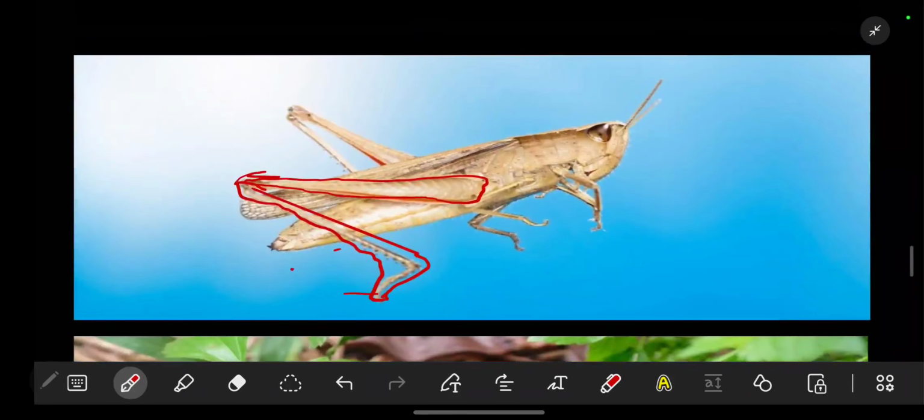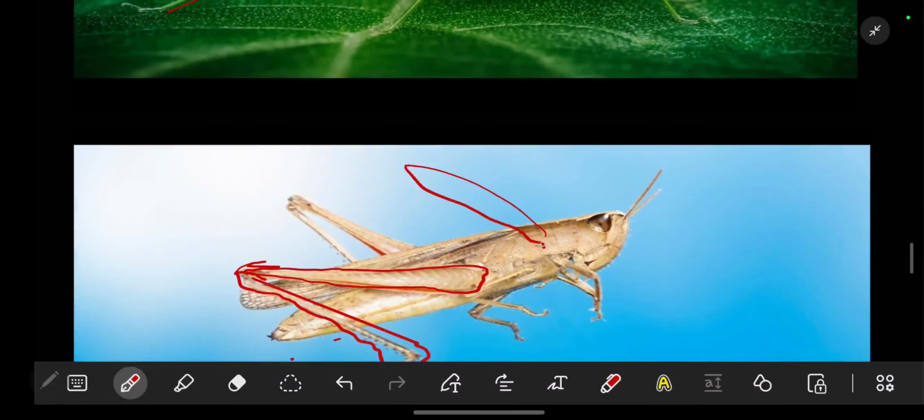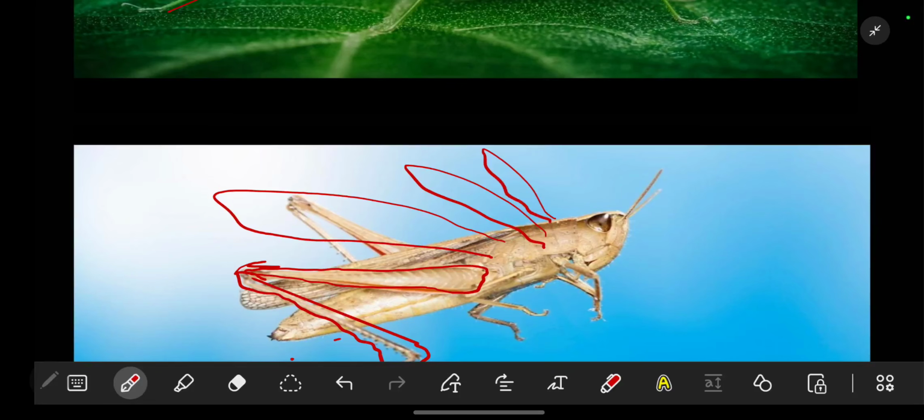The other thing that they have is 2 pairs of wings. So we have wings like that. Two pairs means in total they have 4 wings, but 2 pairs like that. So that is the characteristic of the order Orthoptera.